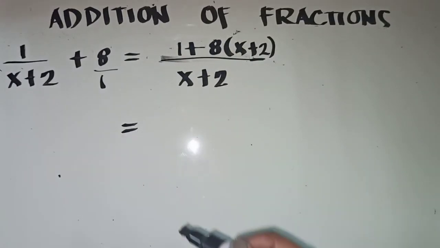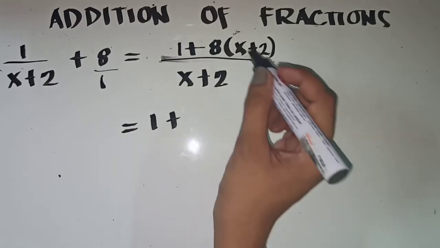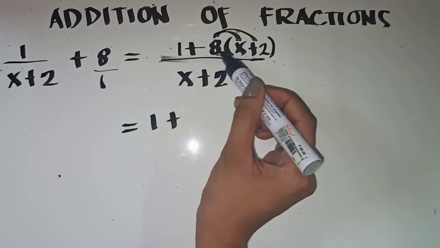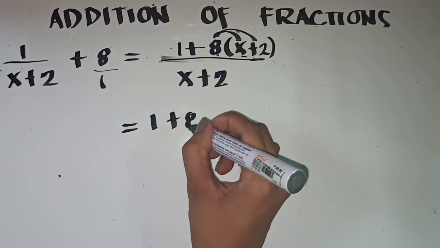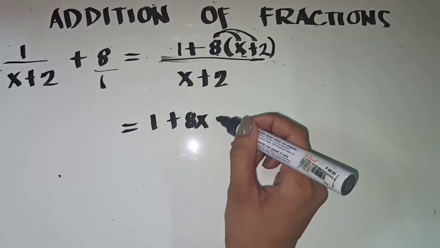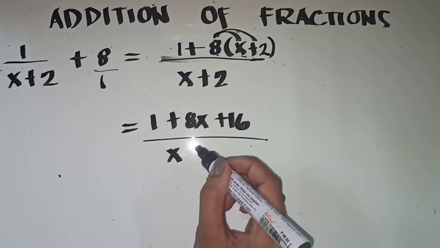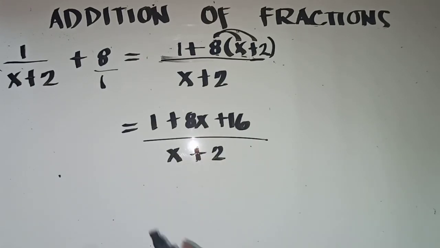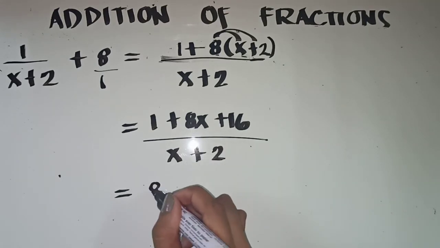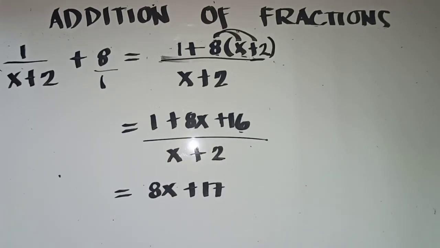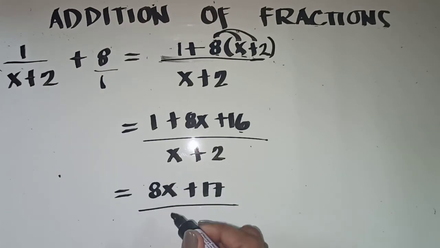Okay, so that is equal to 1 plus this 8 i-distribute natin sa lahat ng term na nasa loob ng parenthesis. So, 8 multiplied by x is 8x. 8 multiplied by 2 is positive 16. So, over x plus 2. Okay, so that is equal to, combining like terms, so we have 8x. 1 plus 16 is equal to positive 17 over the denominator, which is x plus 2.